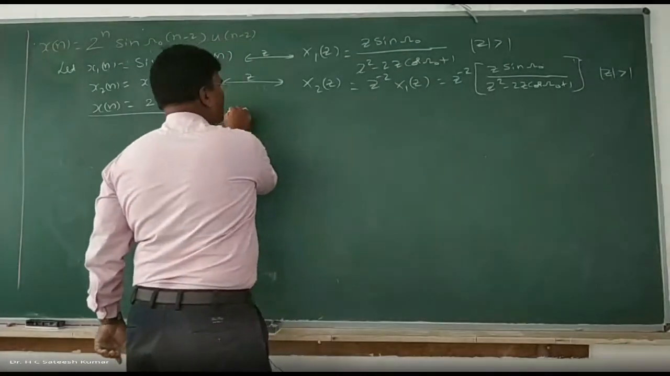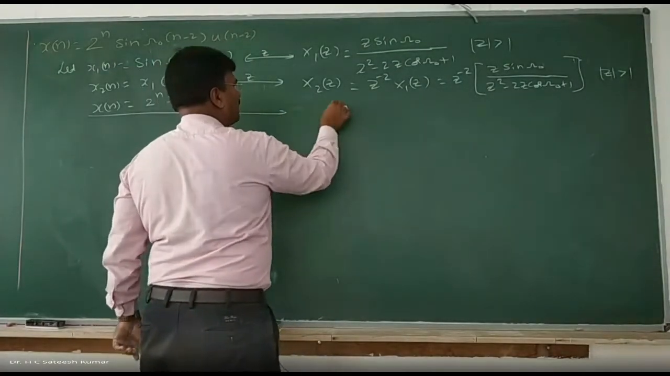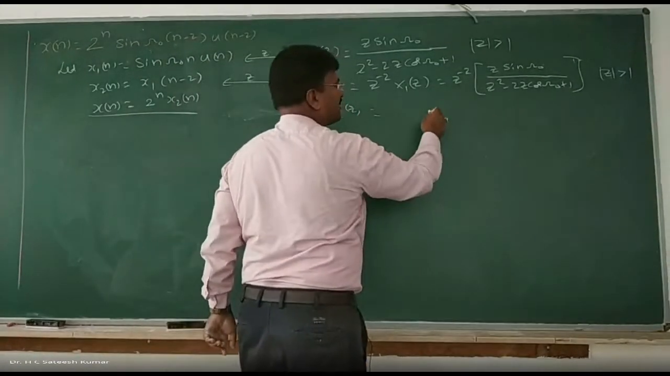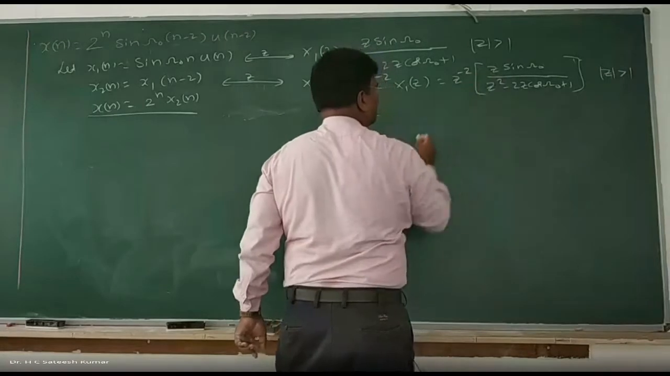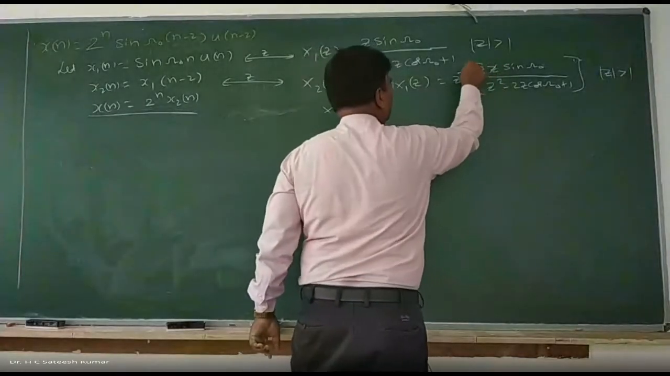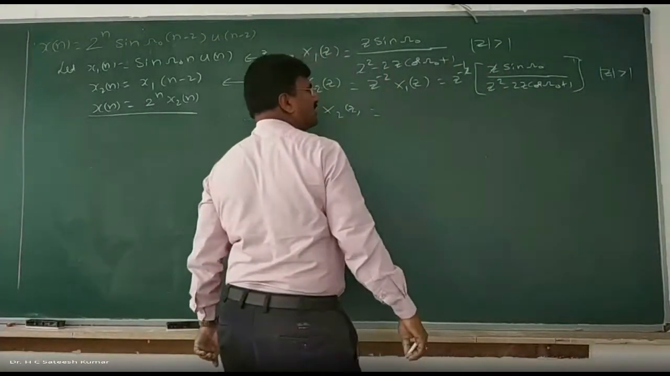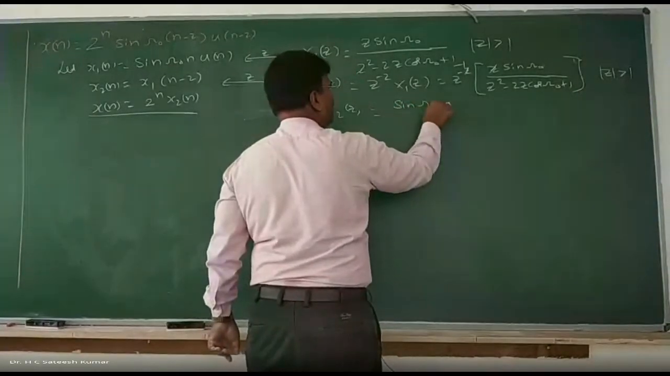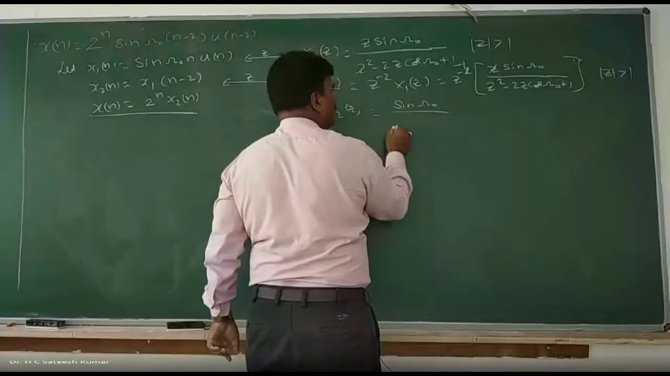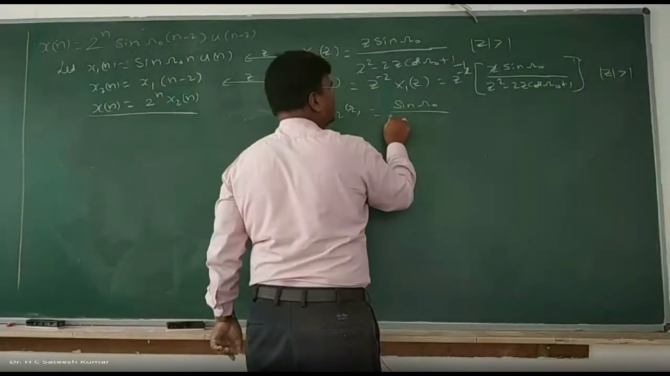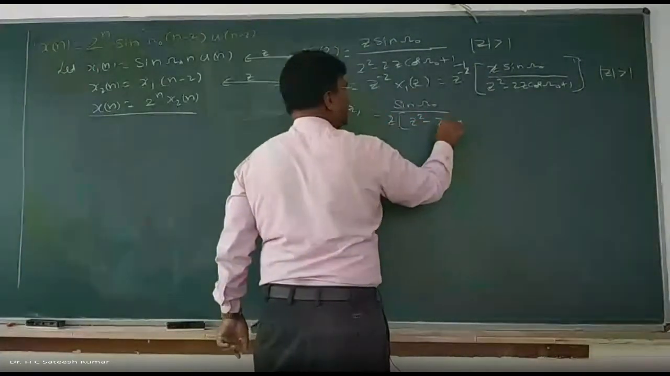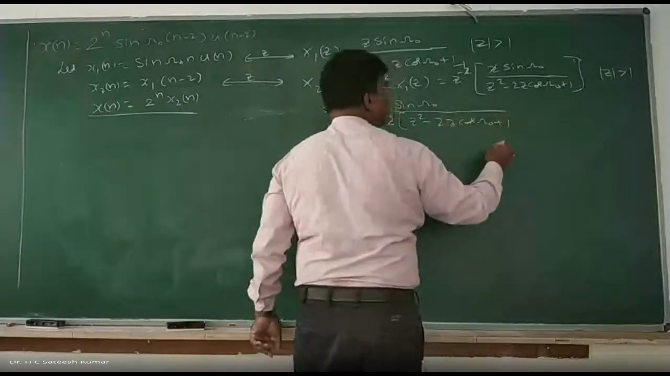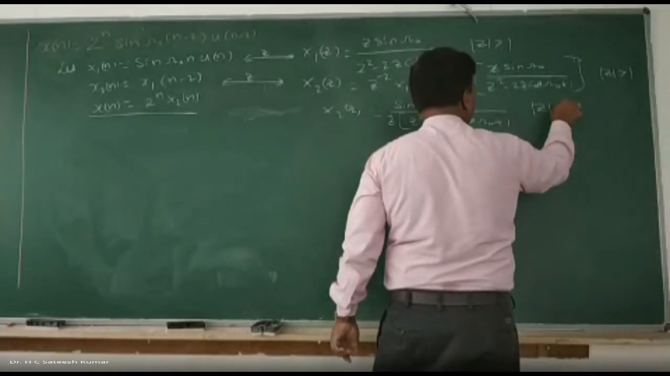X2 of z: now you take the z transform. So this one you can simplify it further. X2 of z is equal to, you simplify this. Multiply this one with 1, z gets cancelled. Z to the power of minus 1, we got it. And take z to the denominator. Therefore, sine omega naught divided by 1 into z square minus 2z cos omega naught plus 1, with ROC mod z greater than 1.